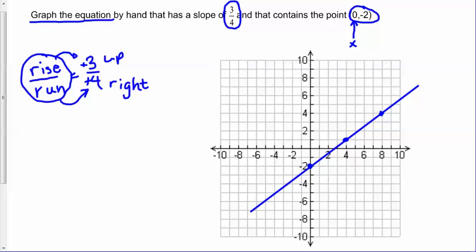And now the last thing we want to do is to be sure that we put arrows on our line, because that will indicate that this line continues beyond where I've graphed it. Notice that my line doesn't just start and stop at the points that I plotted. Go ahead, extend your line through most of the entirety of your grid and put those arrows at the end to indicate that this continues forever and ever. And there's the graph of the equation that we were looking for.